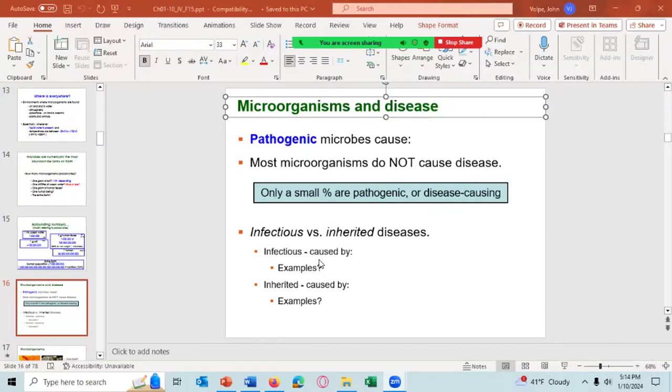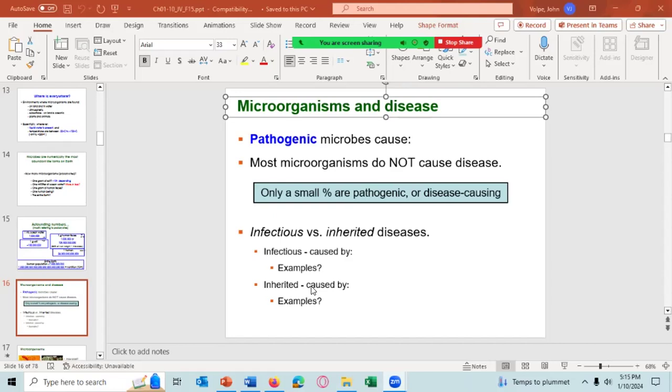Can anyone give me an example of an infectious disease? Anyone? What's an example of an infectious disease? Ebola. Ebola is a disease that can spread from one person to another, and it is an infectious disease. Infectious diseases are caused by microbes, and that's why they can spread from one person to another. That differs from an inherited disease.